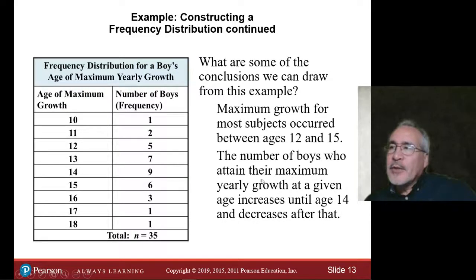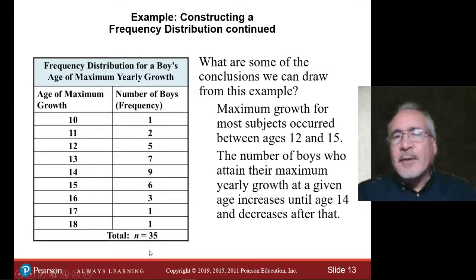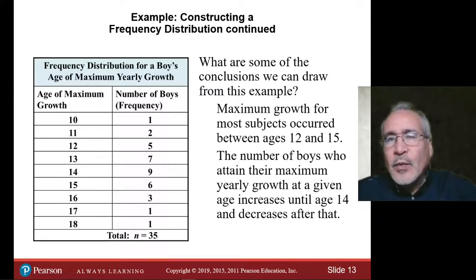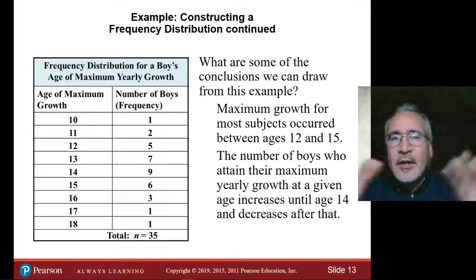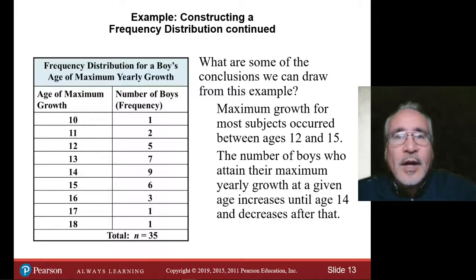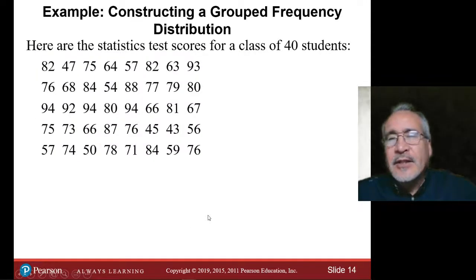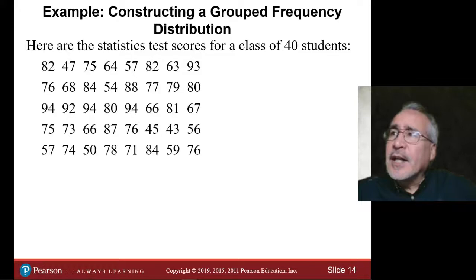And then the number of boys who attain their maximum yearly growth at a given age increases until age 14 and then decreases after that. See, this is information we can see from this frequency chart that we really couldn't see when the data was just all scrambled around as raw data. So that's a benefit of doing a frequency distribution. So how do we do a frequency distribution, a frequency chart?